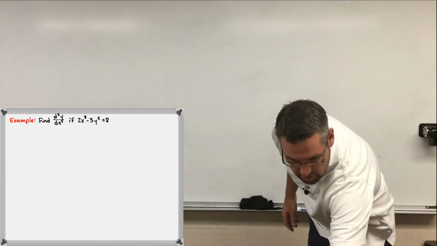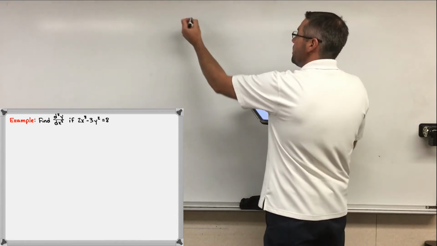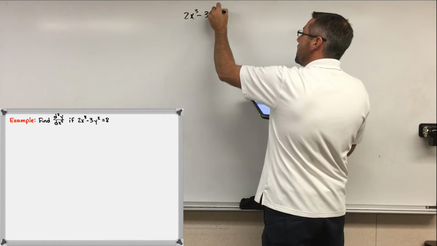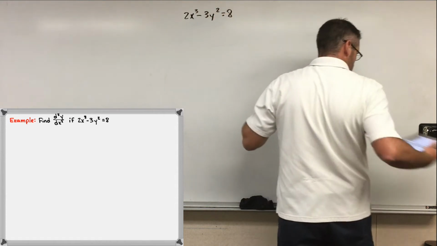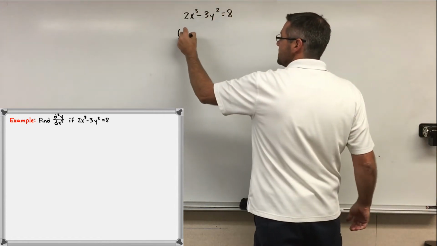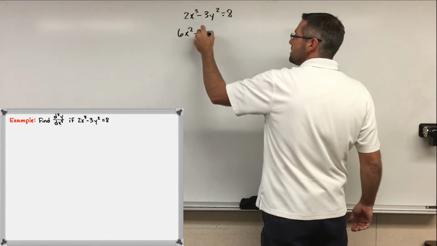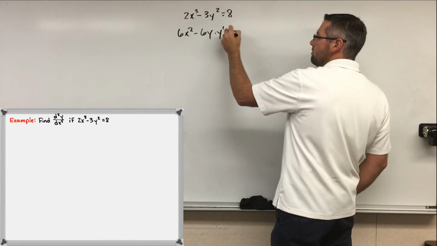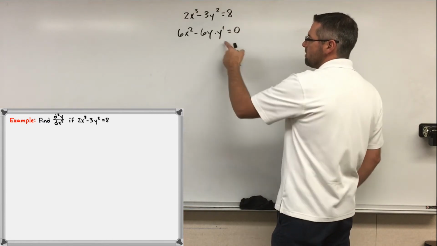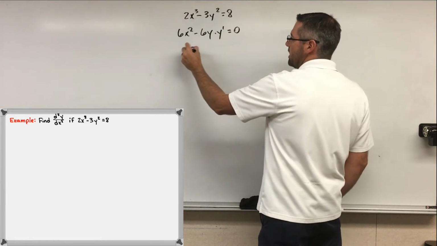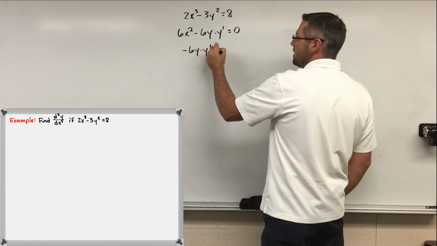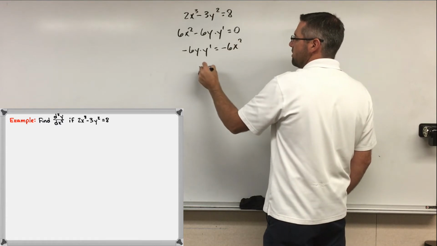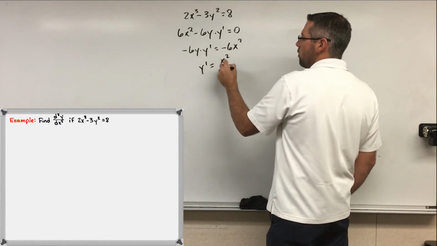Let me rewrite the problem here. We have 2x cubed minus 3y squared equals 8. Again, taking the derivative of that, you end up with 6x squared minus 6y times y prime, keeping in mind that's a prime, equals 0. Then I'm going to go ahead and isolate y prime, so I get negative 6y times y prime equals negative 6x squared. And so we end up with y prime equals x squared over y.